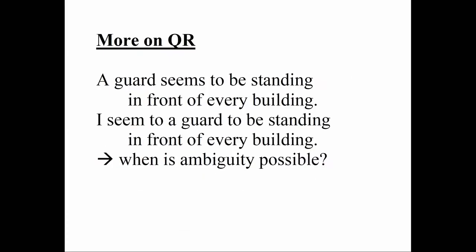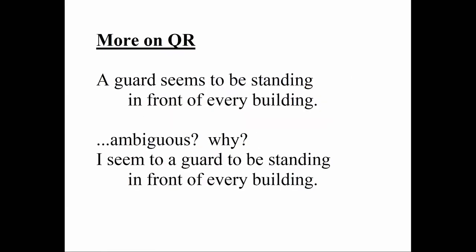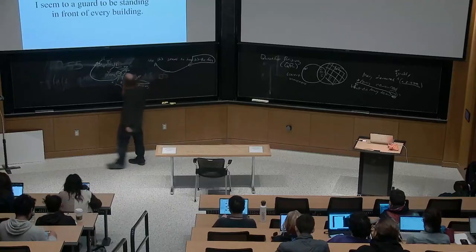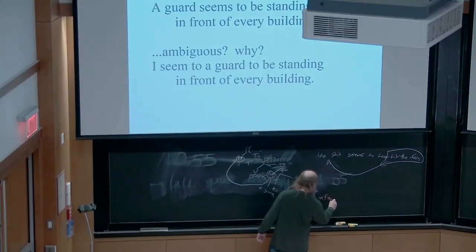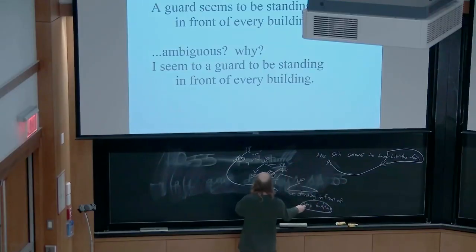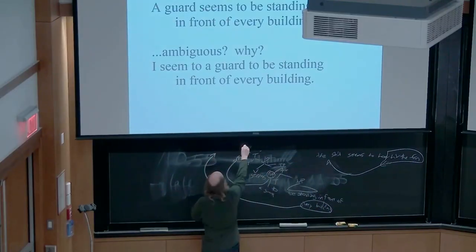What about a sentence like, "a guard seems to be standing in front of every building"? Well, here we get ambiguity. And it could be that we're getting ambiguity here because every building has the option of undergoing QR here.